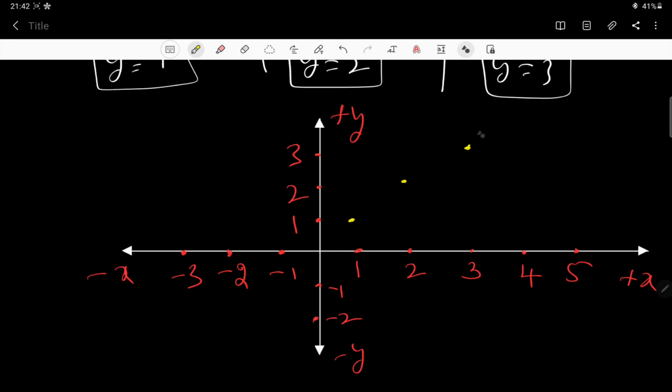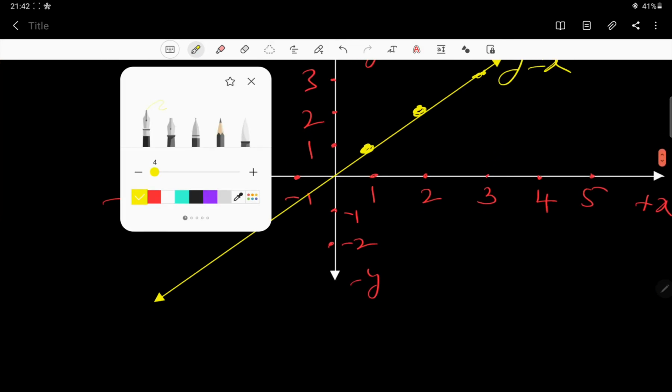Now if you join whatever points are there, you are going to get a straight line. All right, now I have chosen these points randomly, that's why they are not exactly on the line. If you plot them in the graph, they will come exactly on it, right? So what is the equation of this line? This is y is equal to x. That's it. This is quite simple.